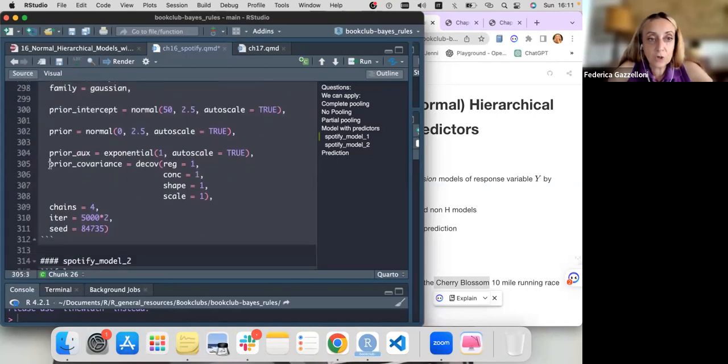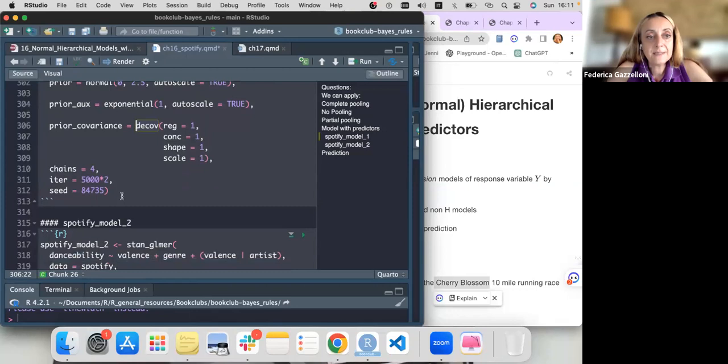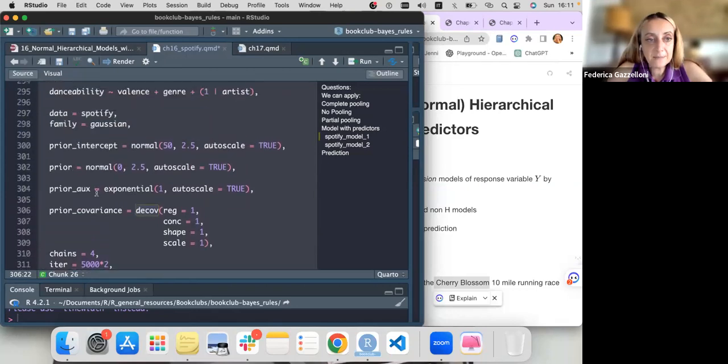And then we have the prior covariance, which is the covariance matrix that we talked about last week, because we have more than one variable. So basically the procedure is actually the same, just we add different things, okay? To put evidence on the differences.